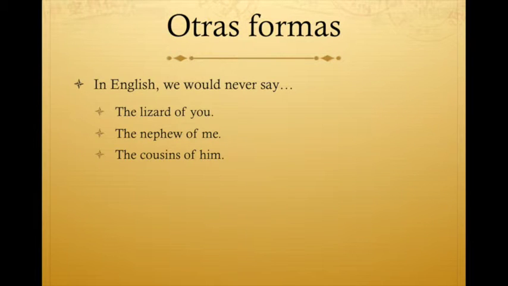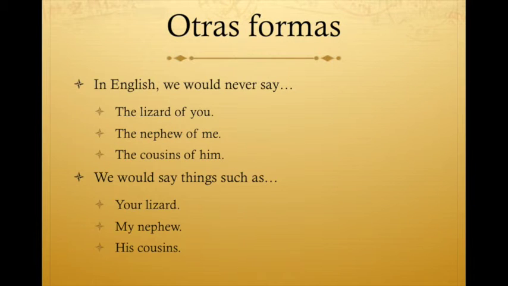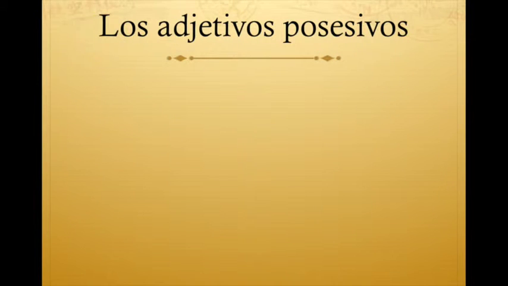However, in English, there are some times when saying "of" wouldn't make sense. You would never say "the lizard of you," "the nephew of me," or "the cousins of him." With these, we would say things such as "your lizard," "my nephew," and "his cousins." And those three words, your, my, and his, are examples of possessive adjectives.